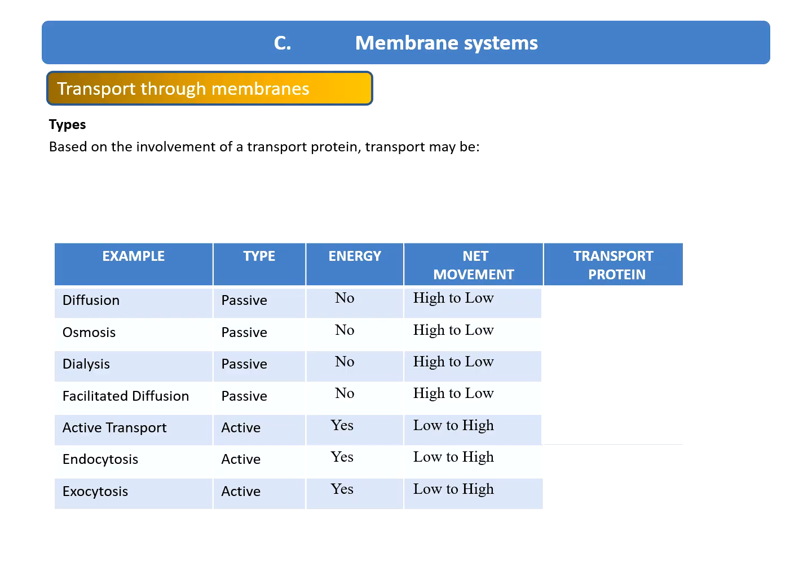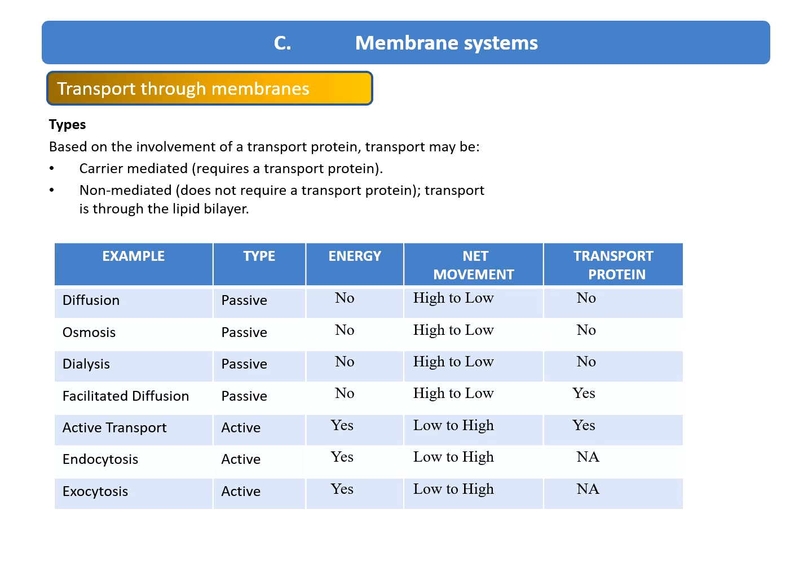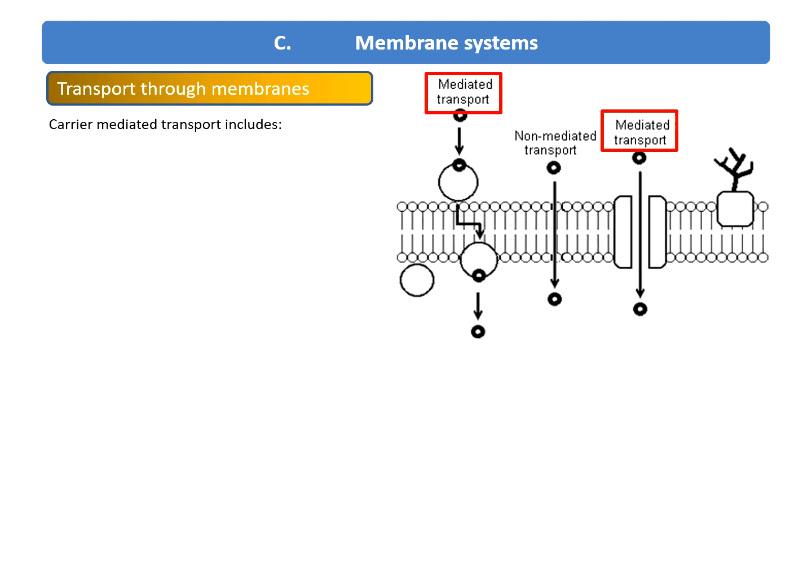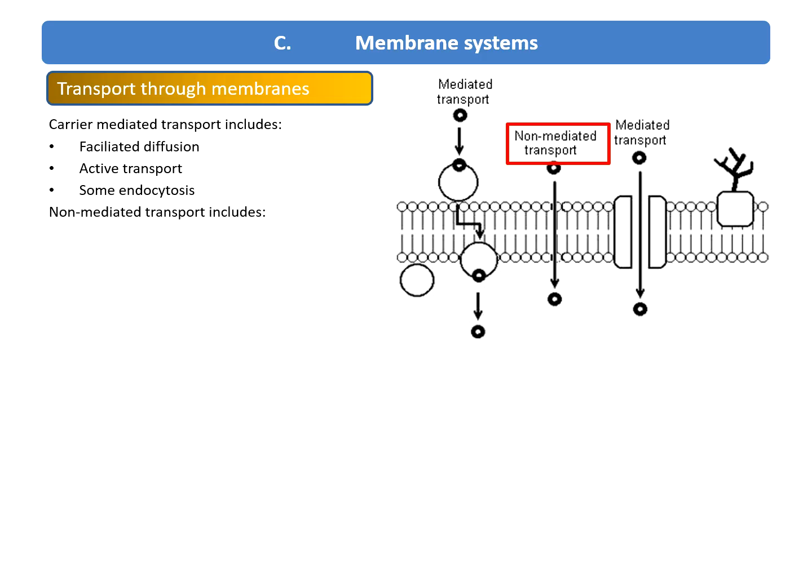Based on the involvement of a transport protein, transport may be carrier-mediated, which does require a transport protein, or non-mediated, which does not require a transport protein. We'll come back to these examples after a little background. Carrier-mediated transport includes facilitated diffusion, active transport, and some forms of endocytosis. Non-mediated transport includes osmosis, some dialysis, and some filtration.